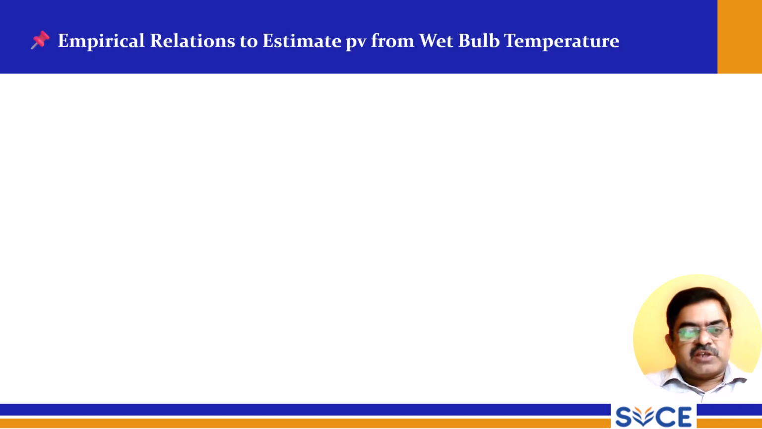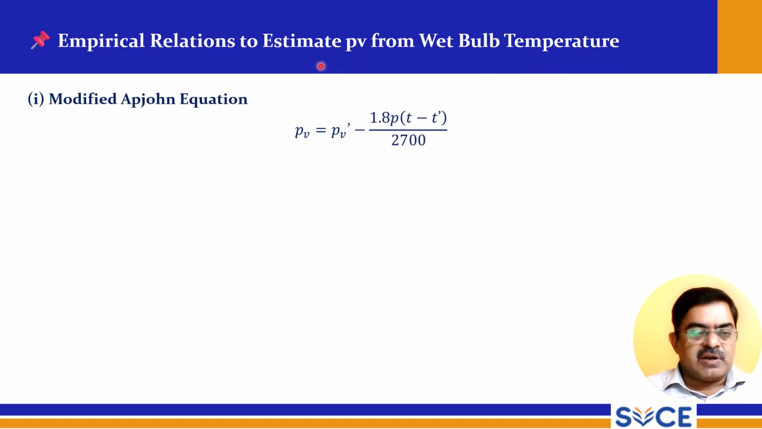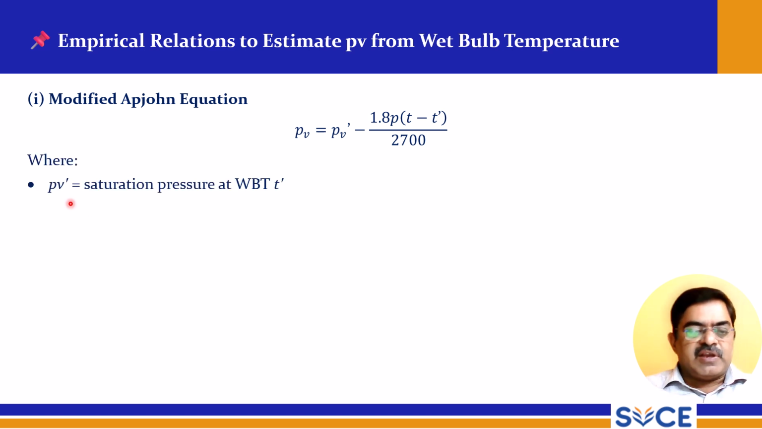Now, empirical relations to estimate PV from wet bulb temperature. Suppose we measure the wet bulb temperature; how do we calculate PV? These are the equations we require, and this is the modified Upjohn equation. PV equals PV dash minus 1.8 P into T minus T dash divided by 2700, where PV dash is the saturation pressure at wet bulb temperature T dash, and P is the barometric pressure.